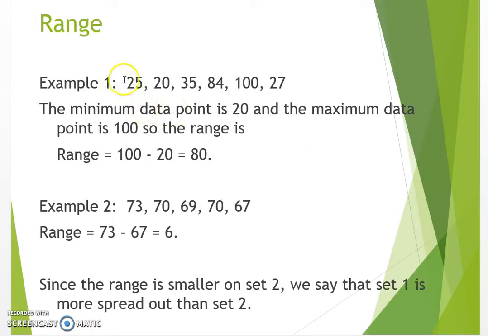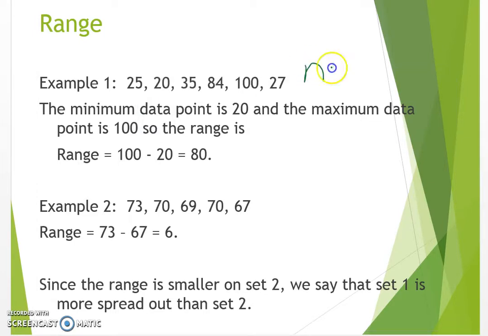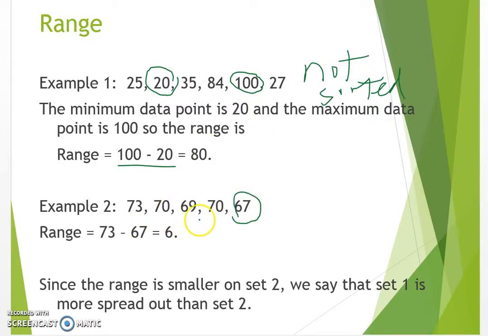So let's suppose we have example 1 here. We're given these 5 numbers, 25 through 100, and this is not sorted as of now. Even though it's not sorted, you can see the minimum value is 20, the smallest, and the highest value is 100. So the range will just be the difference of those two, which is 80. Second example, the smallest number is 67 and the highest number is 73, very easy to identify. Let's subtract those two numbers, and the range turns out to be 6. So range is easy to compute.